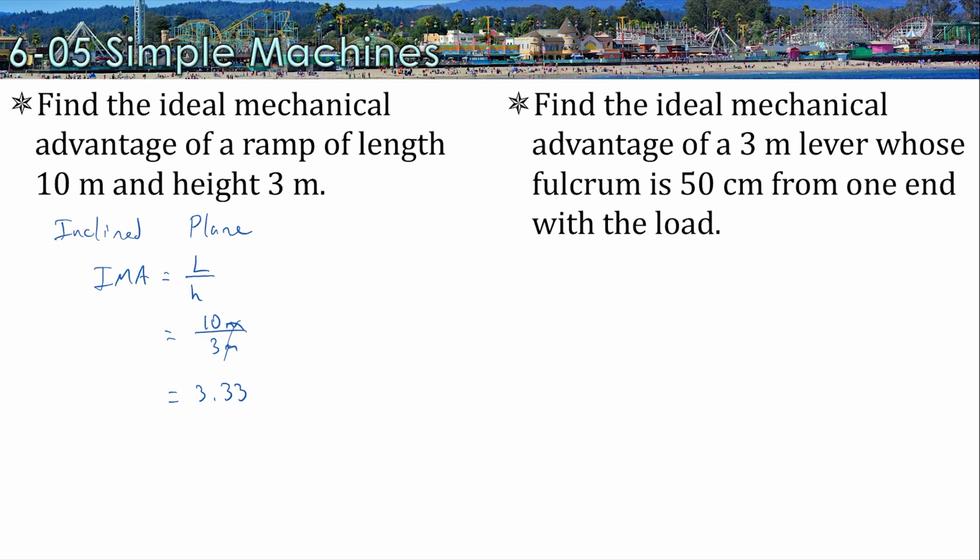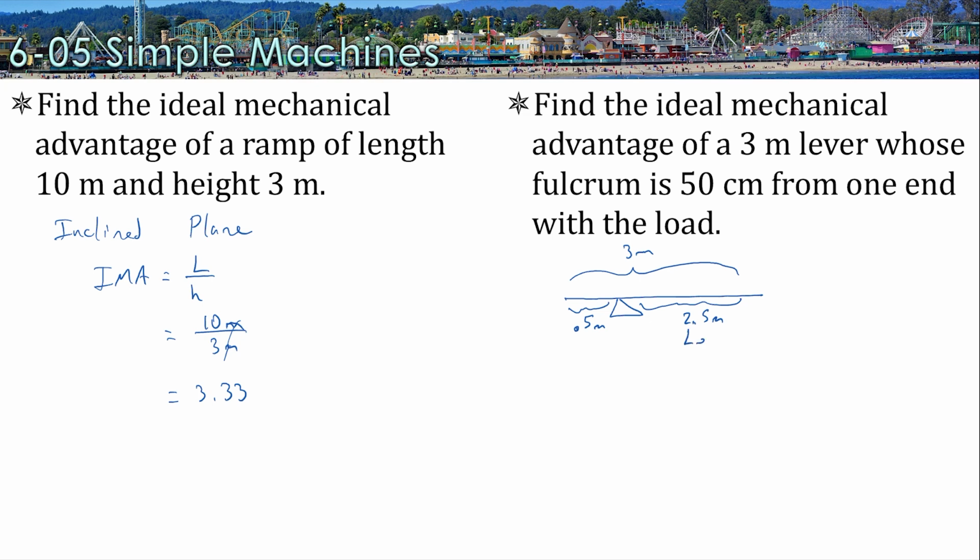How about the ideal mechanical advantage of a 3-meter lever whose fulcrum is 50 centimeters from one end with a load? All right, let's draw a picture. The lever is 3 meters. This distance is 50 centimeters, or half a meter. So actually this distance over here is going to be 2.5 meters.